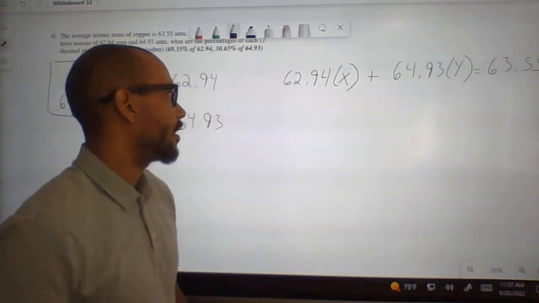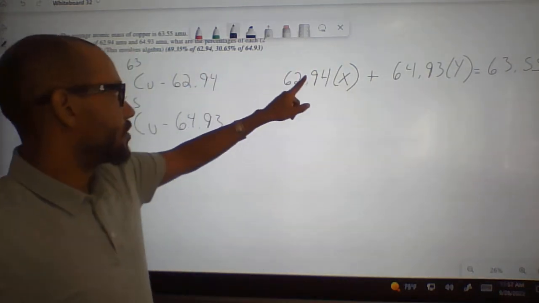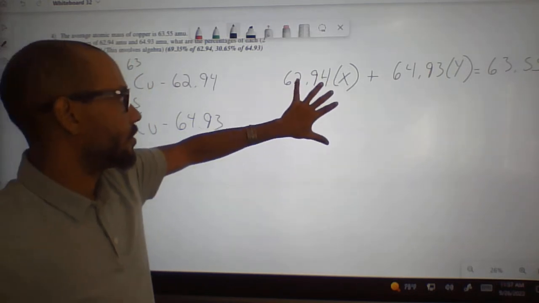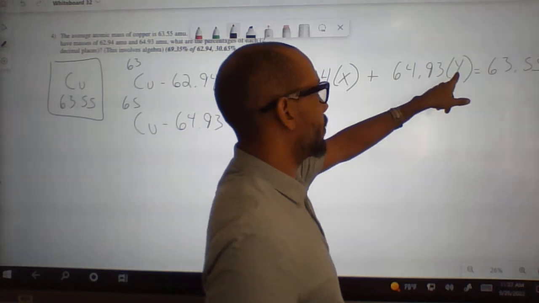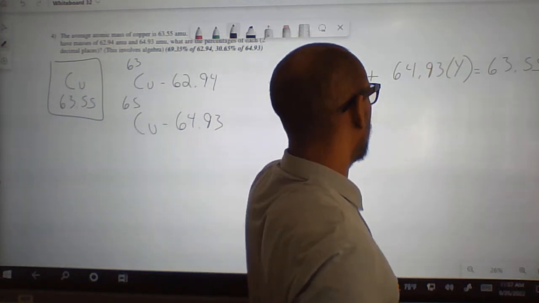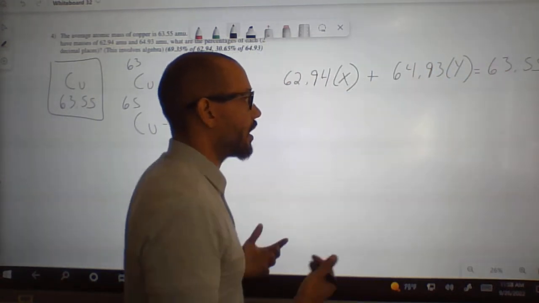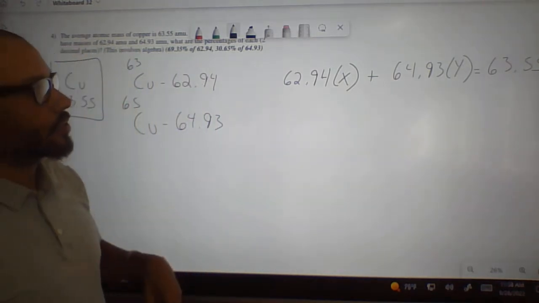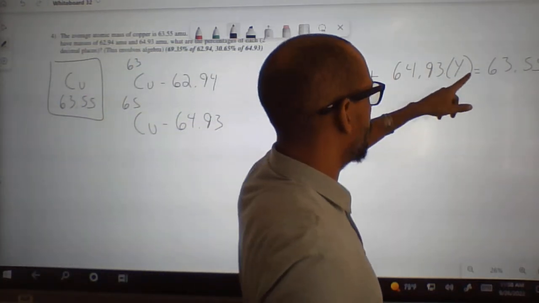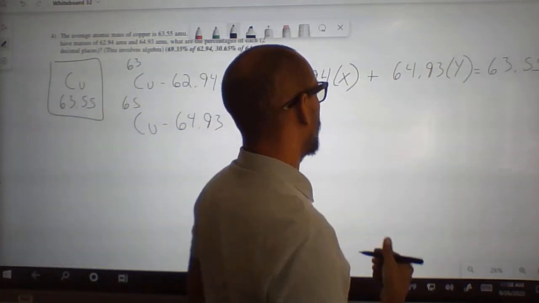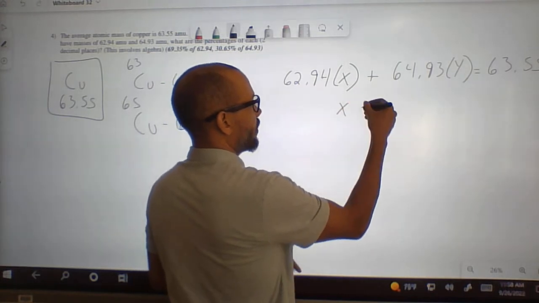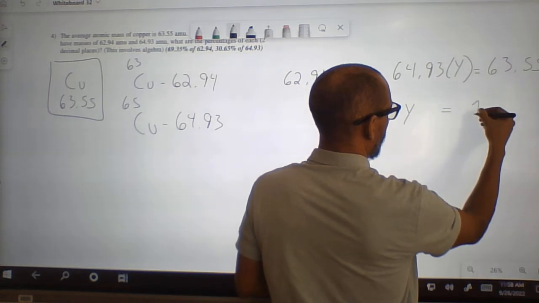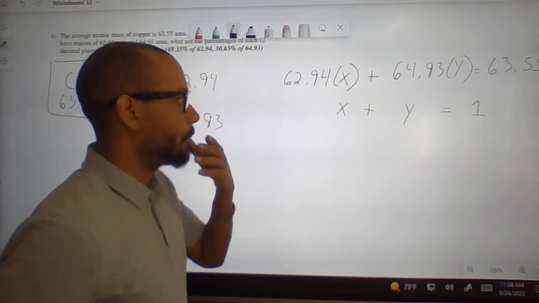All right, so we have the percent abundance here, and this will give us our mass contribution. The percent abundance of this one gives its mass contribution. If we add those two together, it should give us our average atomic mass. Now we also know that these are just a percent of 100. So in decimal form, if I take this one plus this one, that's going to give me 1.